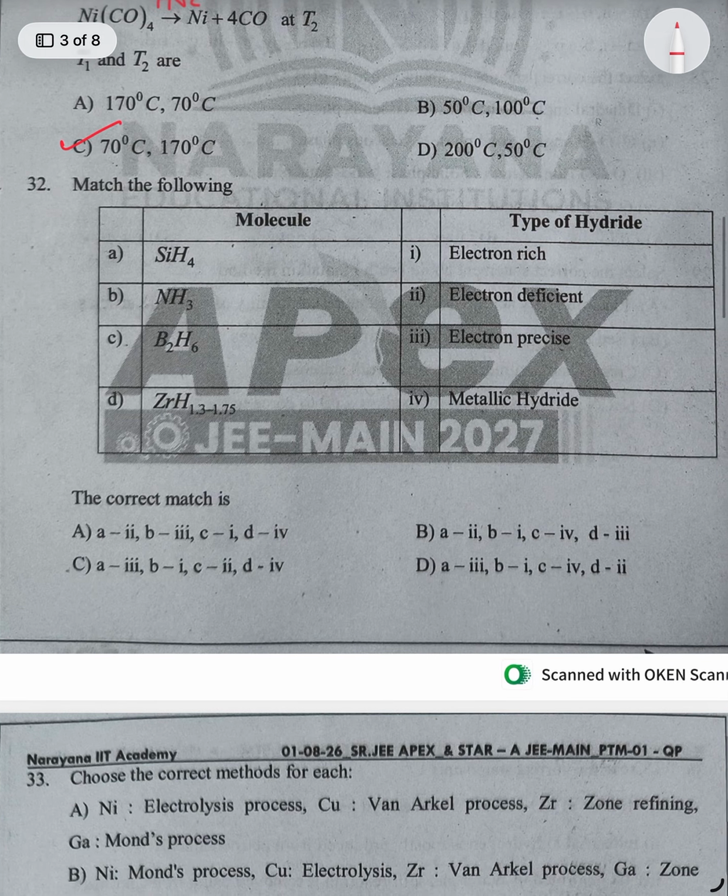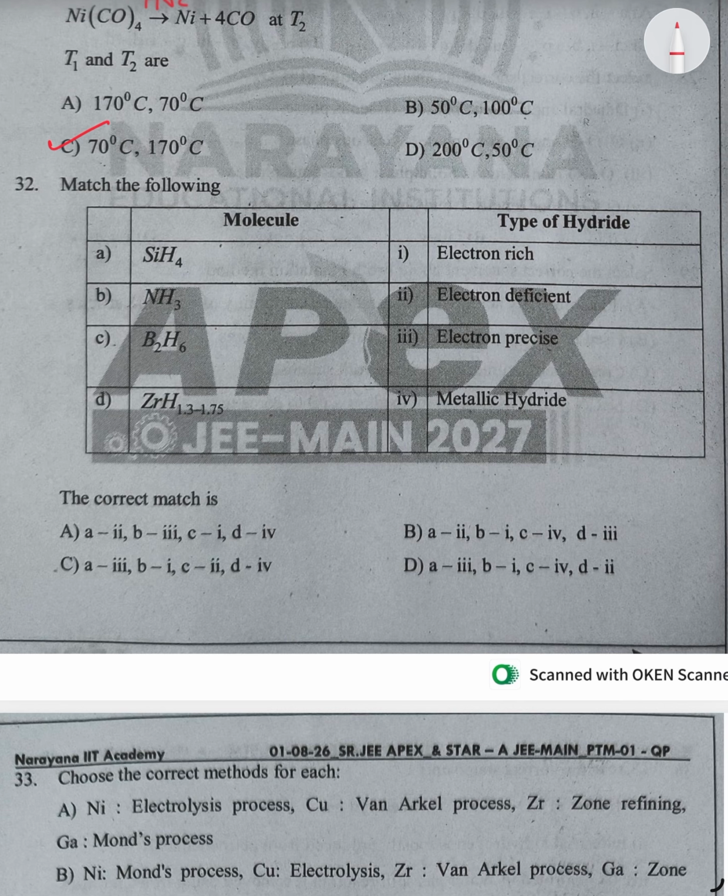Next. So here hydrides are given. We have to select what type of hydrides these are. That is SiH4, silane. Silicon is a 14th group element. 14th group elements are called electron precise. Third, NH3, ammonia, hydride of nitrogen. 15th group elements are electron rich. So first option is correct. B2H6: boron is a 13th group element. 13th group elements are electron deficient. So this is second one, electron deficient.